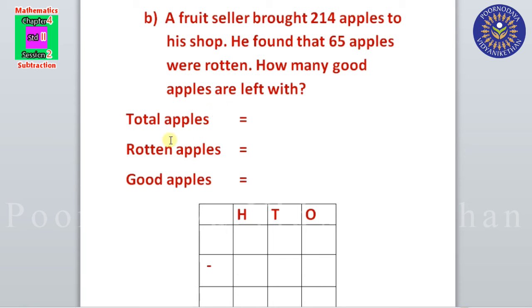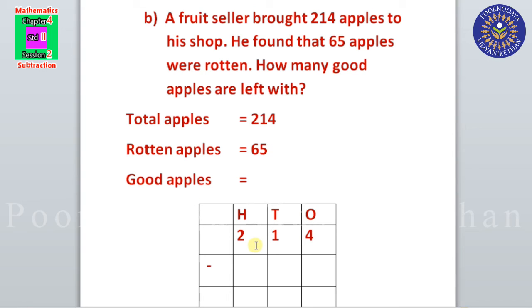Now you have to write the statements. Total apples. How many apples were there in total? 214. Then he found that 65 apples were rotten, isn't it? So, number of rotten apples. How many rotten apples were there? Tell me. Yes, 65. Then we need to find the number of good apples. How can we find the good apples? 214 minus 65. For subtracting these two numbers, arrange the numbers in their exact positions.